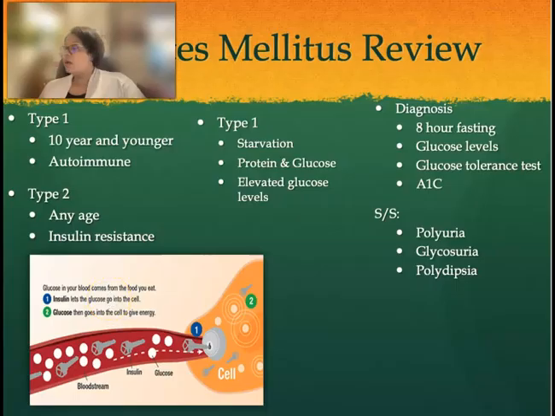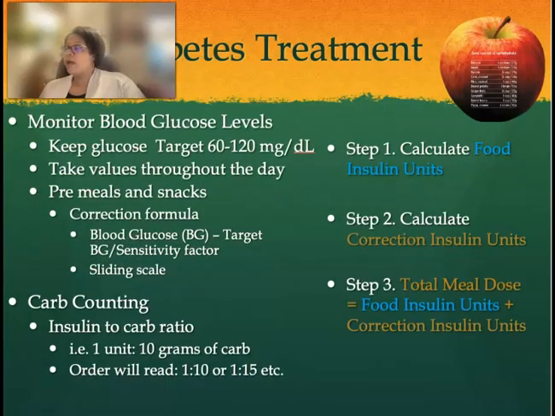So we're going to talk about how we treat and how you calculate. So here's a new calculation. You're going to have to know that our target range is anywhere between 60 to 120. And I will tell you that they change it all the time. Right now, we're going to use 60 to 120. We take their values throughout the day, and there's a whole process that we use to treat and manage diabetes in children.